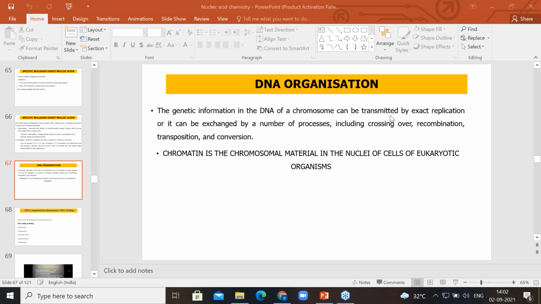Every three nucleotides form a codon, and one codon codes for one amino acid, and the peptide chain is formed by reading that code, which is called the genetic code. That is the sequence of the amino acids, or the sequence of the nucleotides arranged on the DNA. So this genetic information in the DNA of a chromosome can be transmitted by exactly replicating it.